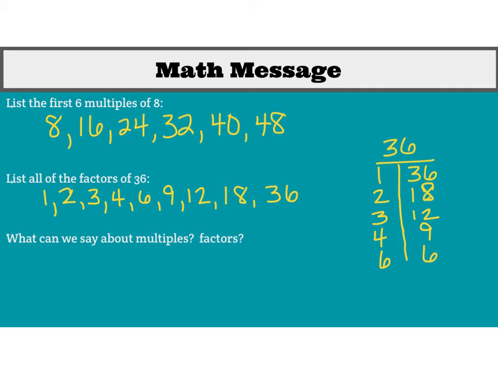Factors are always less than what you are finding the factors for. So for example, if we look here, we were finding factors of 36. All of these factors are 36 or less. If I asked you to find factors of 9, for example, all of my factors would be 9 or less. If I asked you to find factors for 8, it would be 8 or less. So multiples make numbers bigger, and factors are usually less than or equal to the number that you're finding the factors for.